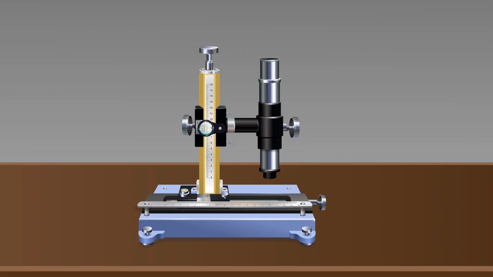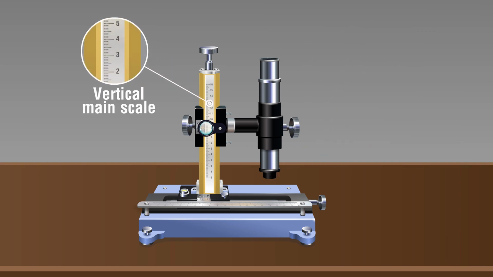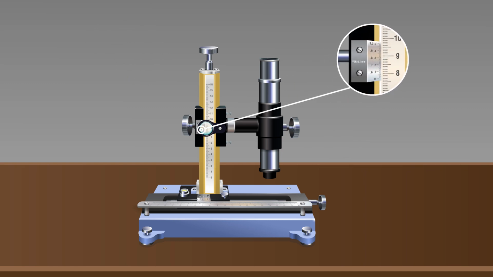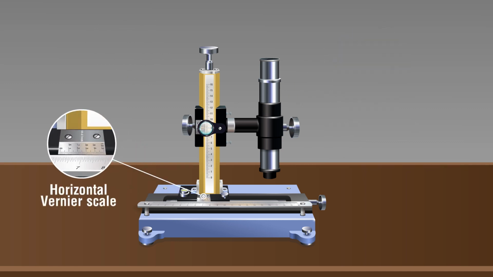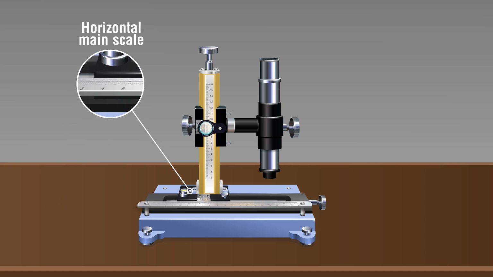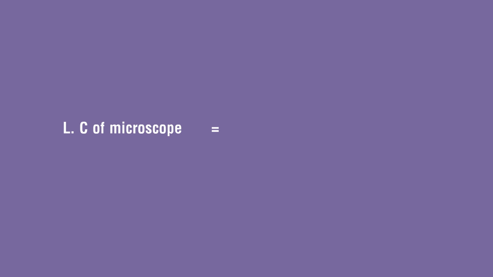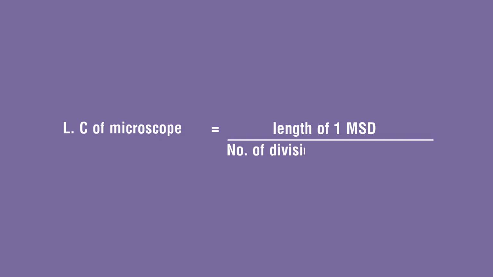The travelling microscope has the following parts: eyepiece, objective, vertical main scale, vertical vernier scale, horizontal vernier scale, and horizontal main scale. Procedure: the least count of the microscope is the ratio of the length of one main scale division to the number of divisions on the vernier scale.